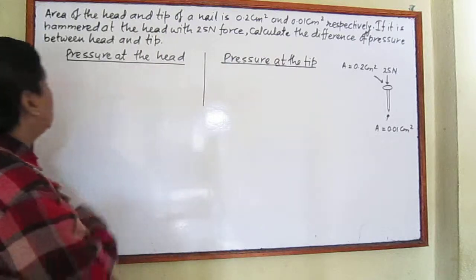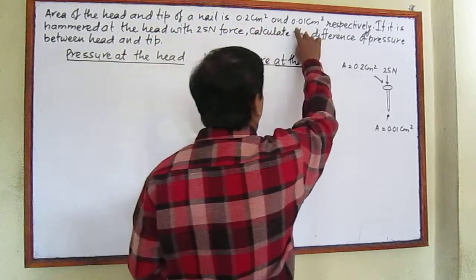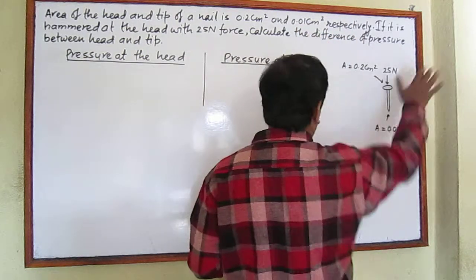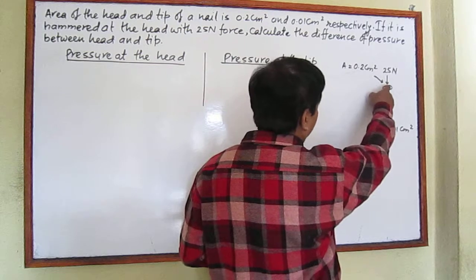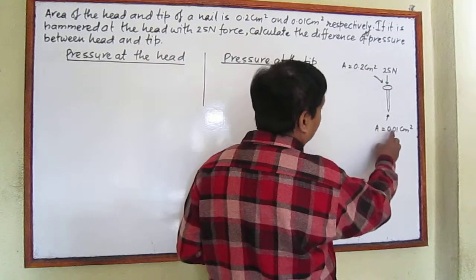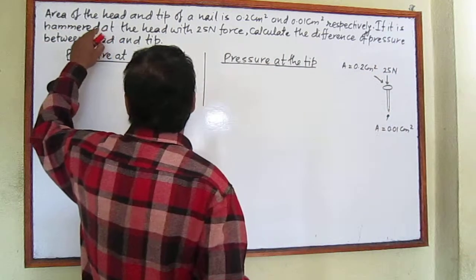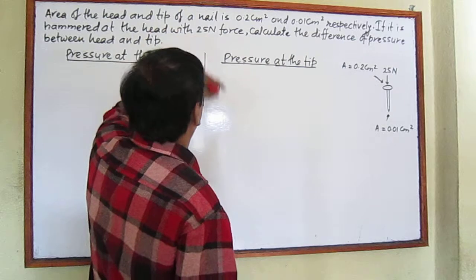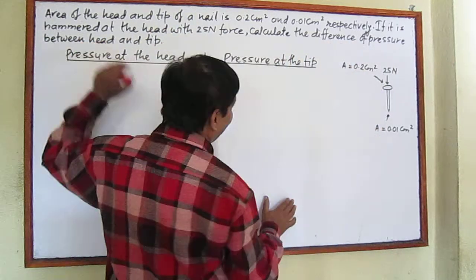Look at this. Area of the head and tip of a nail is 0.2 cm square and 0.01 cm square respectively. Let's say this is a nail. Its head, area of the head is 0.2 cm square. Area of the tip is 0.01 cm square. If it is hammered at the head with 25 Newton force, calculate the difference of pressure between head and tip.